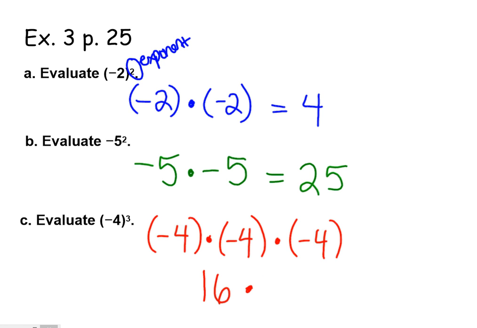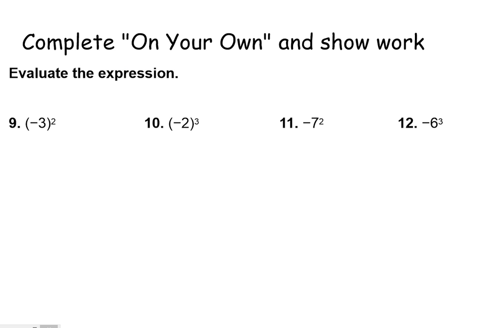Now, positive 16 times negative 4. 16 times 4 is 64. But this time, one is positive and one is negative. They have different signs. So our answer is negative. Make sure you write these examples down. And let's continue on to our next slide. I would like you to complete these on your own and show your work for credit. Please pause the video to do numbers 9 through 12 now.